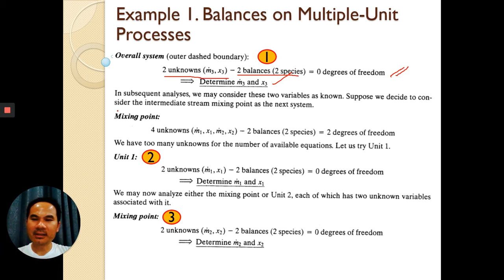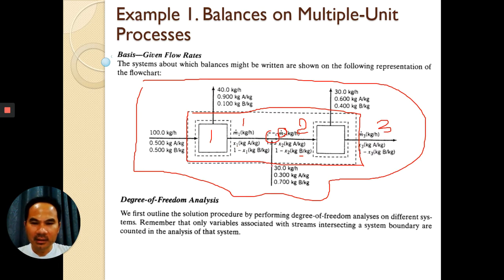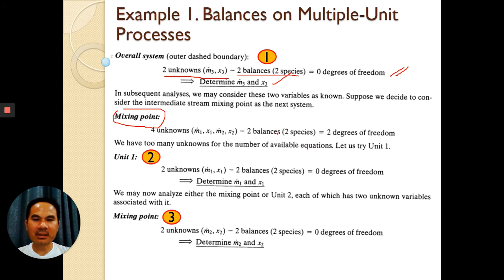For the mixing point, how many unknowns are there? M1, X1, M2, X2. We have 4 unknowns but only 2 species. 4 minus 2 equals 2 degrees of freedom. For this case, you cannot solve the mixing point.